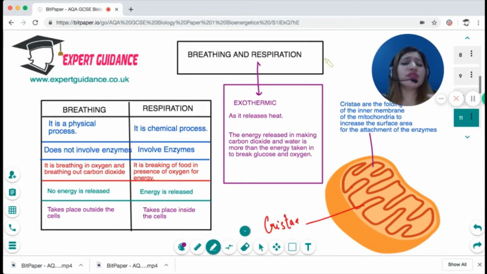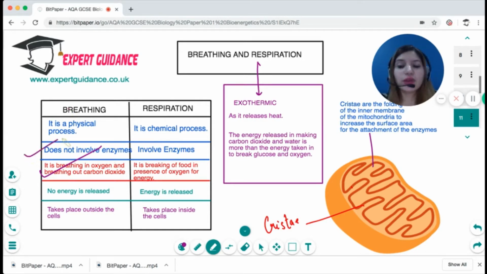Now, most of the time students get confused and say breathing and respiration are the same. But that's not right. Breathing is a physical process. Breathing involves no chemical reaction. It's just taking in oxygen and giving out carbon dioxide. Whereas respiration is using this oxygen, combining it with the product of digestion, which is glucose. So it is a reaction between glucose and oxygen to form carbon dioxide and water, whereas breathing is just taking in oxygen and giving off carbon dioxide.